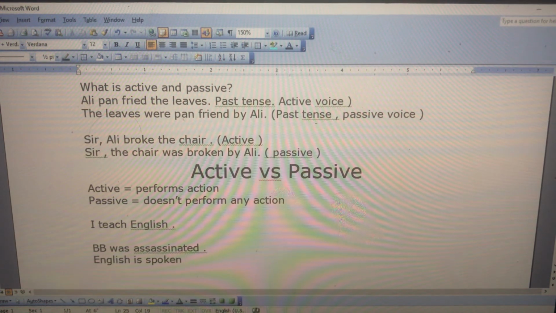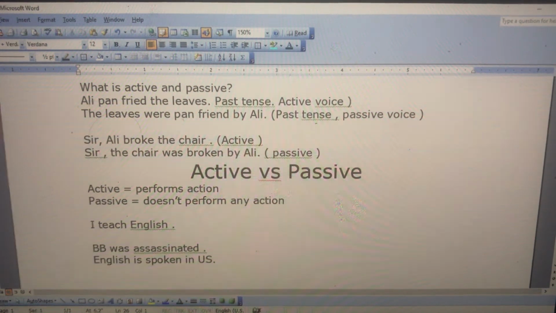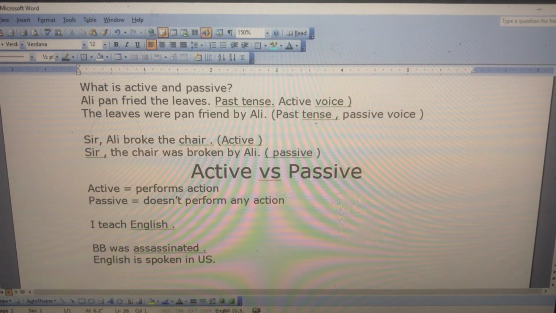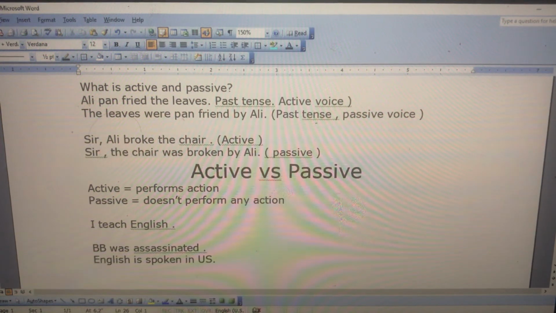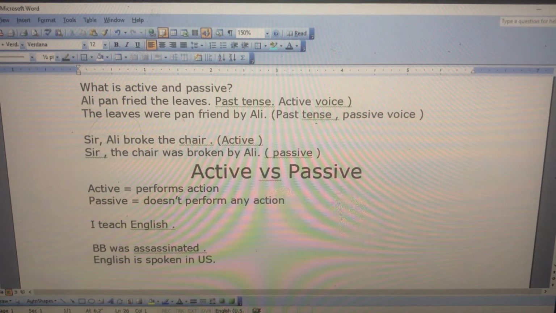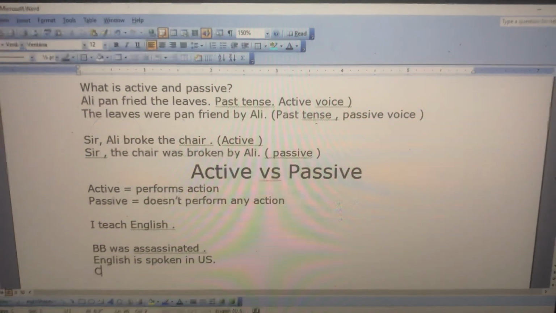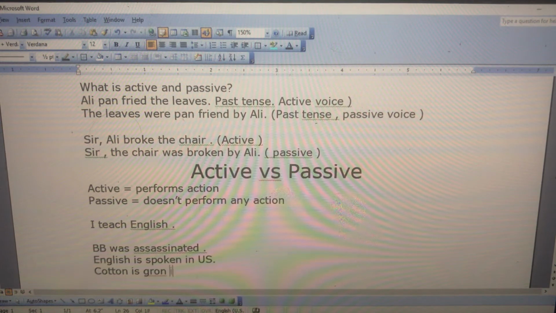English is spoken in US. Man, we do not know who speaks English in US. Ali, Bulguli, Ahmed, who? It's not clear. English is spoken in US by whom? By billions of people, right? English is spoken.